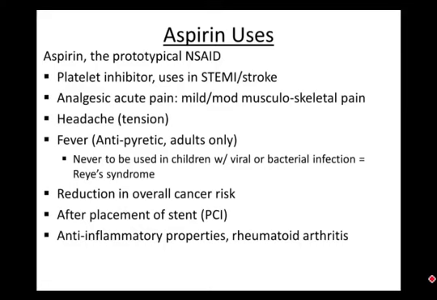There's literature coming out that aspirin can reduce overall cancer risk. And we'll talk a little bit about that mechanism later. And we know that it's excellent in the acute post-op management of stents during PCI. And this last point we'll expand on towards the second and third lecture, talking about its anti-inflammatory properties and its usefulness in diseases like rheumatoid arthritis.